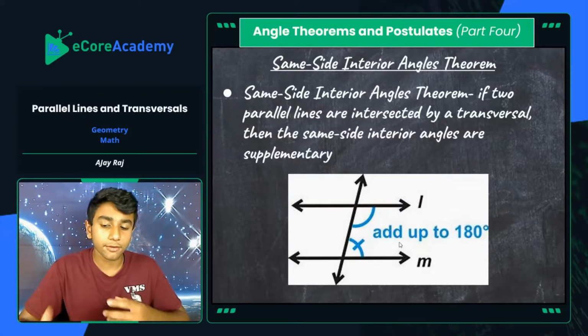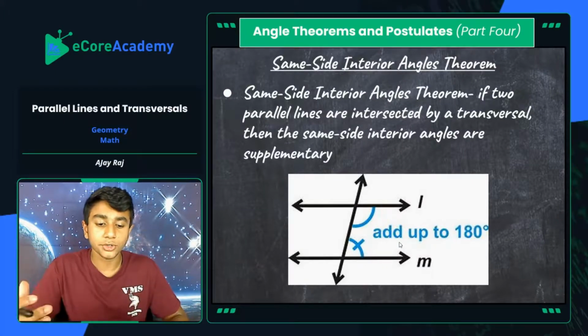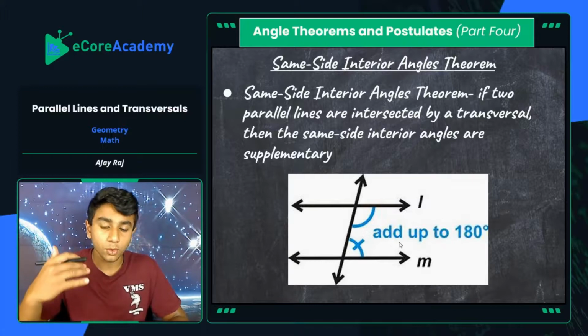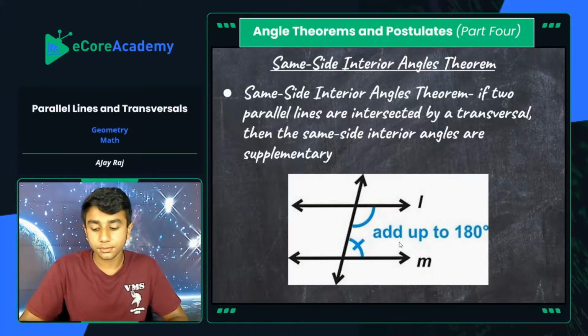And you can use that for different problems. If you get the value of 1, you just merely subtract it from 180 degrees to get the value of the corresponding same side interior angle.